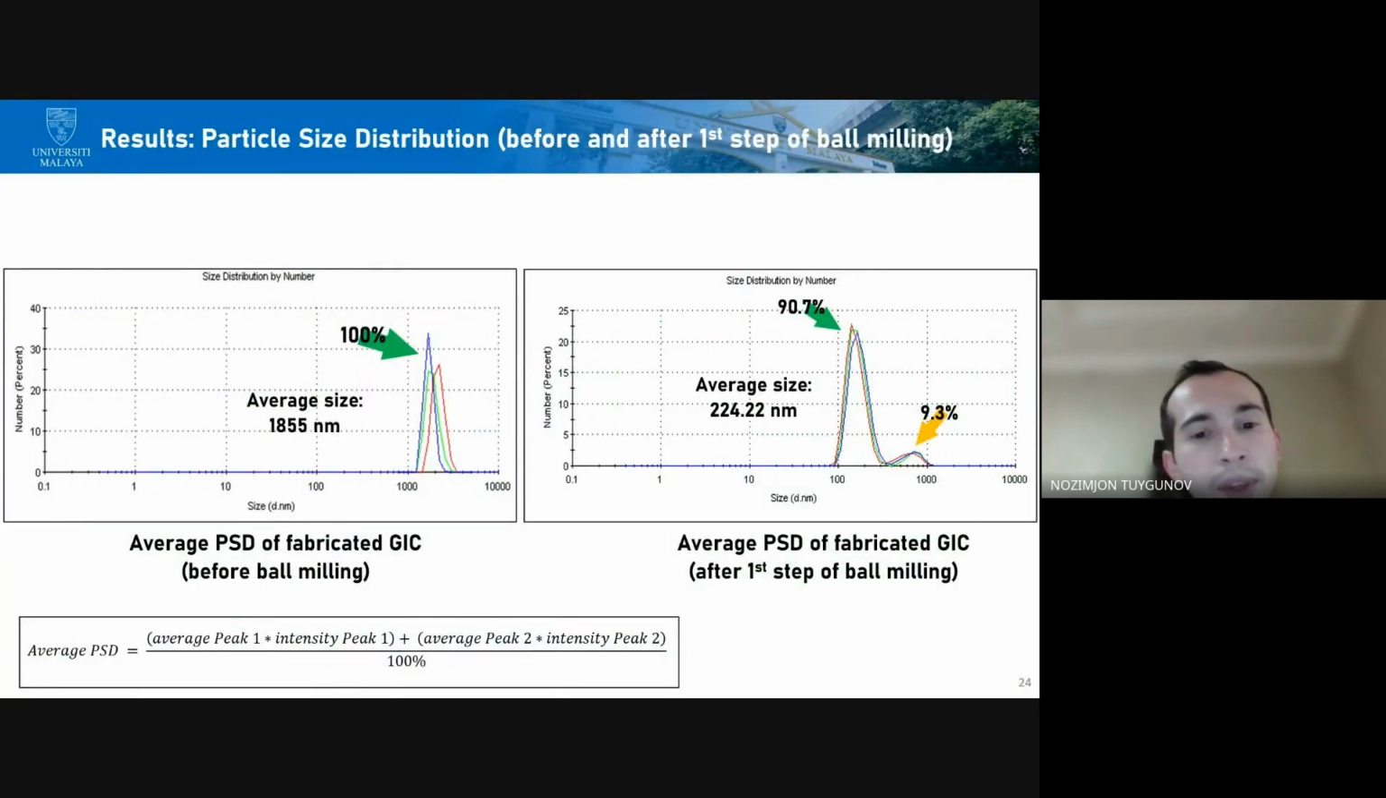Here we can see the particle size analysis. On your left hand, we can see the particle size analysis before proceeding with the ball milling procedure. On the right hand, we can see the particle size analysis after the first step of the ball milling process, which revealed 224 nanometers. However, after the first step, as you can see, the particles were not distributed homogeneously. Right?